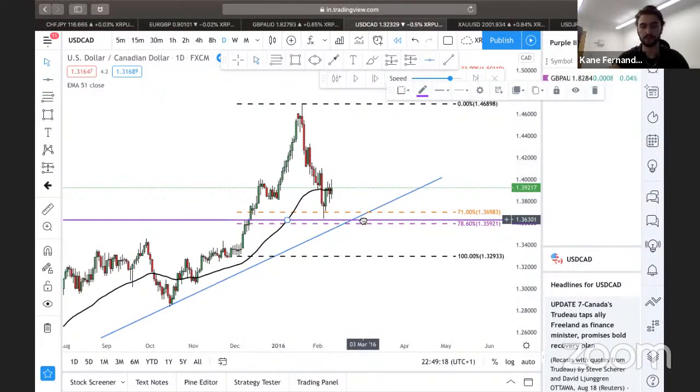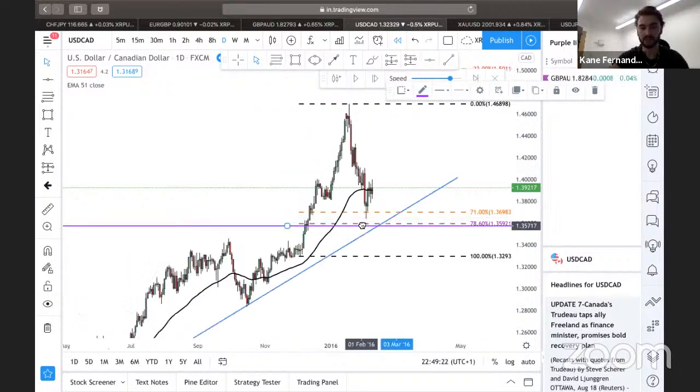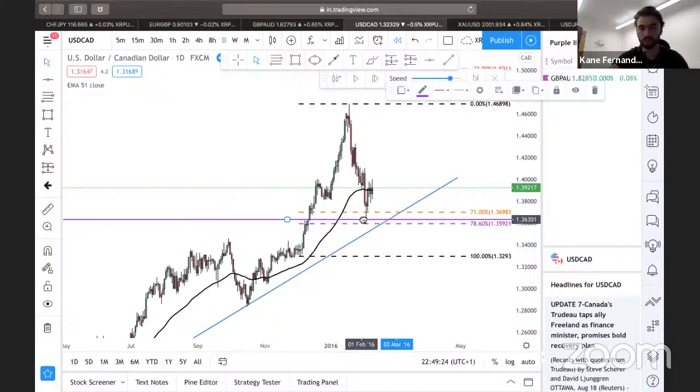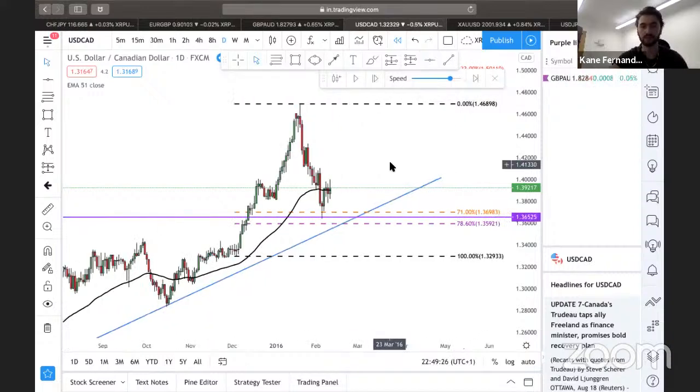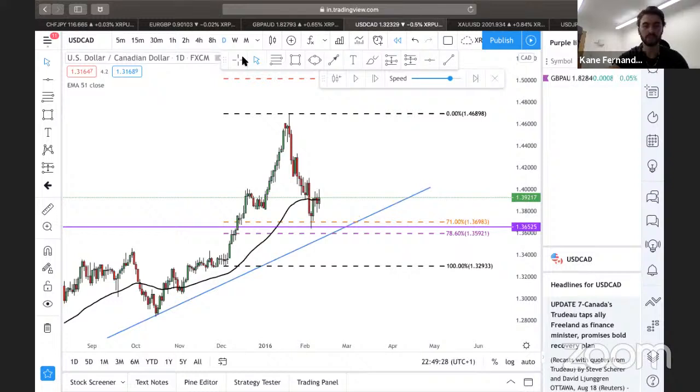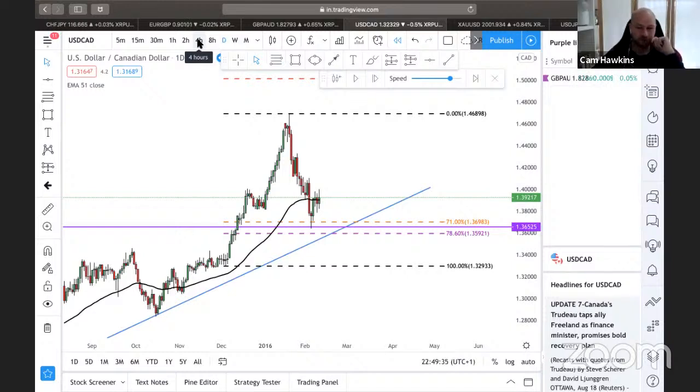See if there's a cycle level. So we got the 36,500 right there. Is it right if I play around with the 4-hour real quick just to see what's going on? What date are we in? 2016. Yeah, you should be right actually.